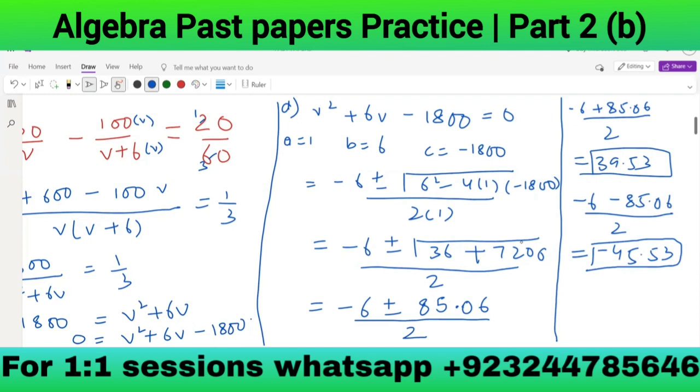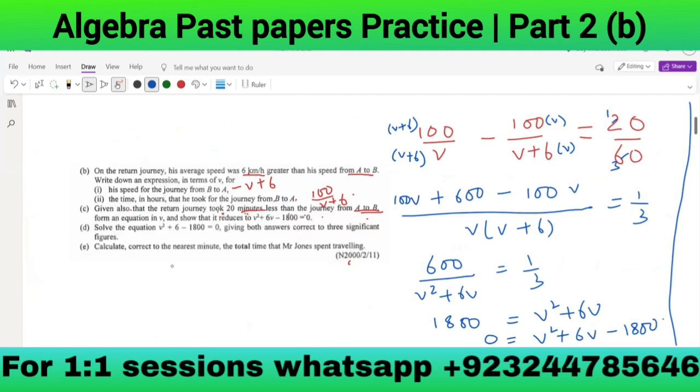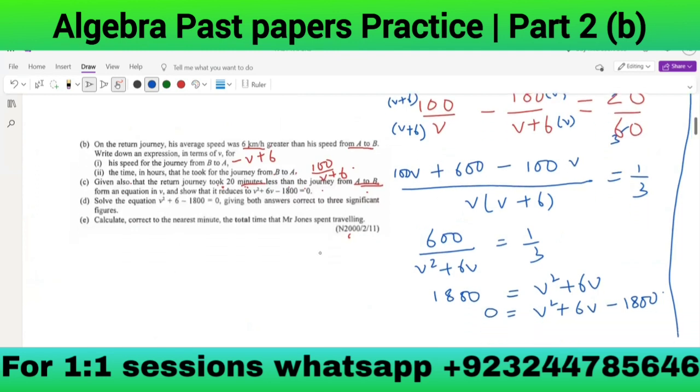Okay, so what is the next part? You get the speed, and now you have the next part. Calculate, correct to the nearest minute, the total time that Mr. Jones spent traveling. So now you have the distance, speed is equal to distance by time. And you have the distance, that was 100. What is the speed? 39.5. So what you will get? 100 divided by 39.5.